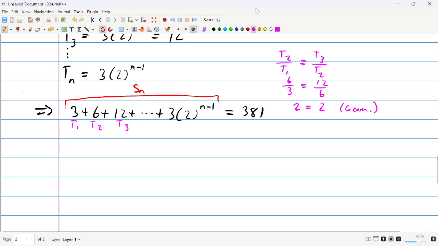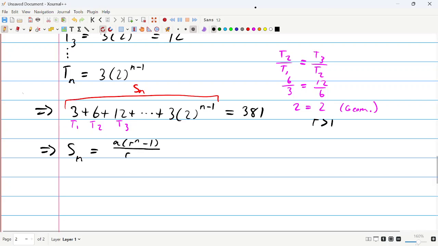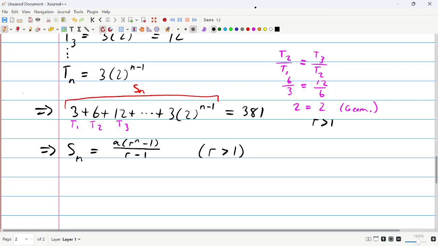Okay. So we will use the formula for Sn, and since r is greater than 1, we will use the formula where we have r first. So it'll be a into r to the power of n minus 1, all divided by r minus 1, because we use it when r is greater than 1. And therefore, we need to just solve for n.